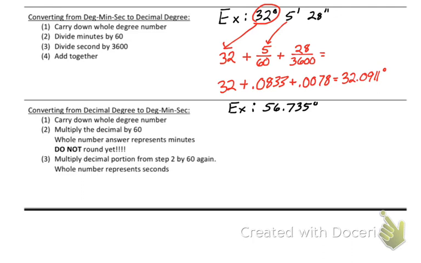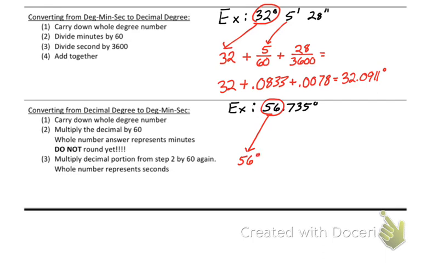A couple things are going to happen here. First, we're going to carry down the whole degree number. Like I said, your degrees between the 2 should be the exact same. If I start with 56 point something degrees, my end answer in degrees, minutes, seconds should be 56 degrees, some minutes, some seconds, every single time. If your degrees are different between the 2, you did something wrong. So we're going to hold on to that 56. 56 degrees.